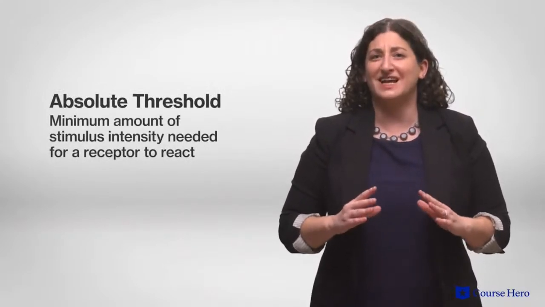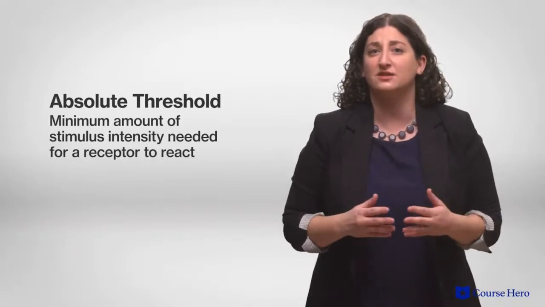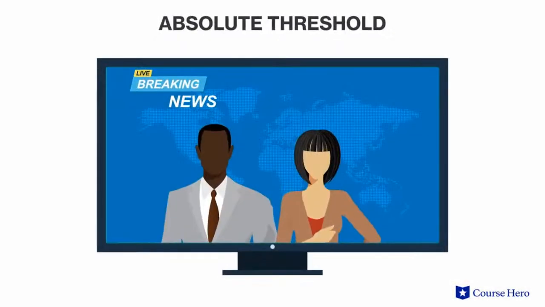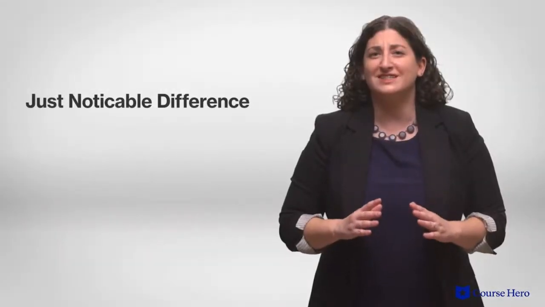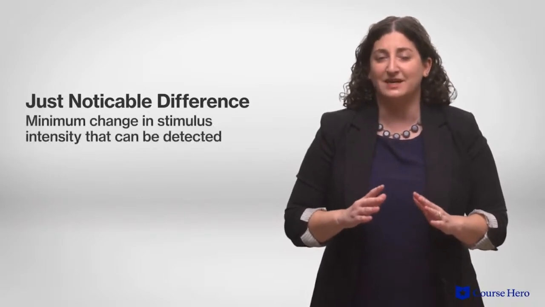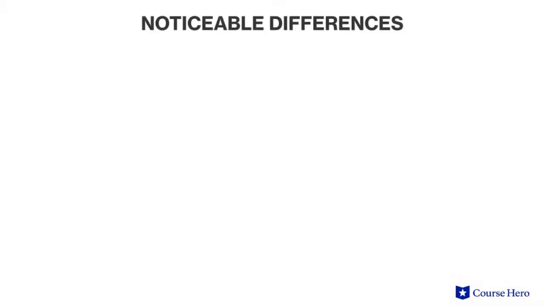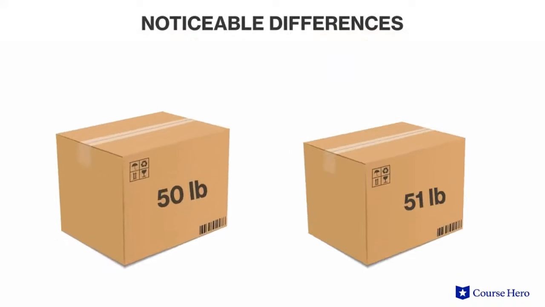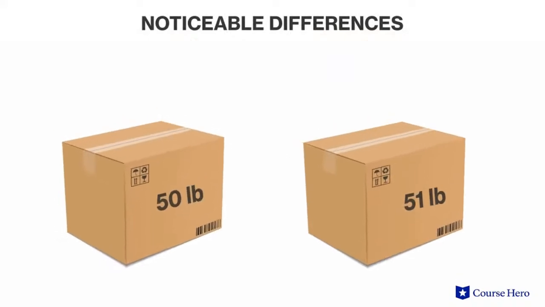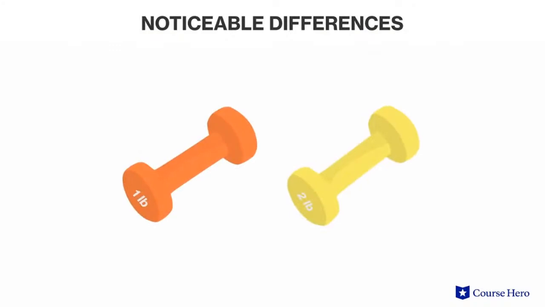Whether a stimulus is perceived depends on a number of characteristics. The absolute threshold of sensation is the minimum amount of stimulus intensity needed for a receptor to react. For example, the absolute threshold for sound would be the lowest volume of a tone that can be perceived by individuals. The just noticeable difference is the minimum change in stimulus intensity that can be detected. For example, it would be difficult to tell the difference between a 50-pound weight and a 51-pound weight, but relatively easy to tell the difference between a 1-pound weight and a 2-pound weight.